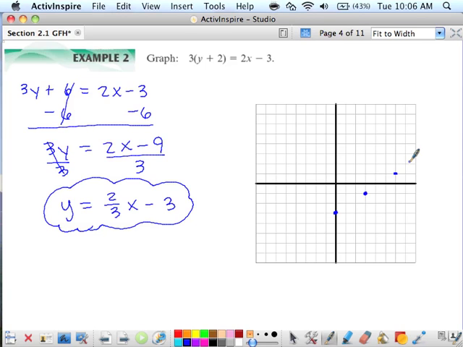If I want to get over here and find another point, we just reverse our direction. Instead of going up 2 and right 3, we go down 2 and left 3. And we could do that as many times until we run off the edges of the graph.